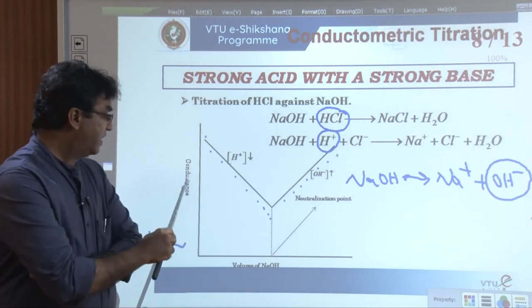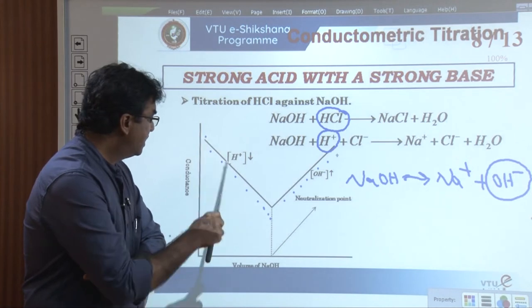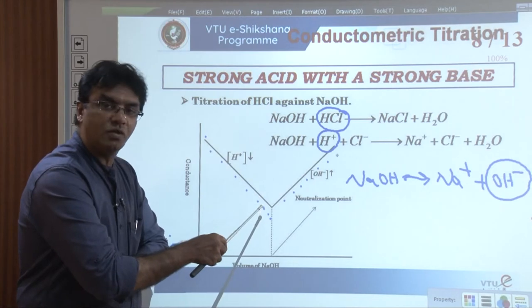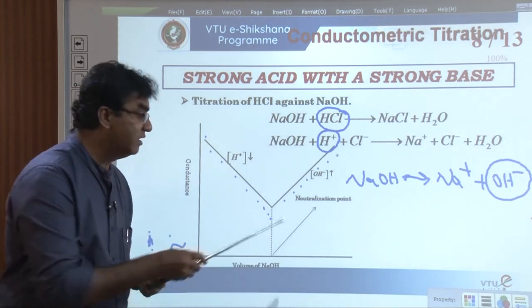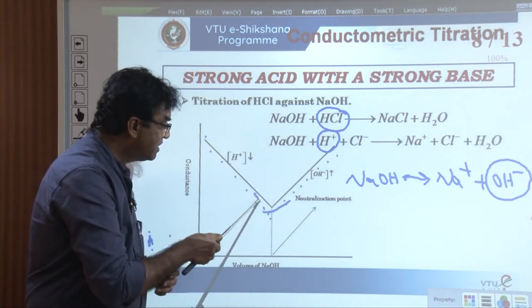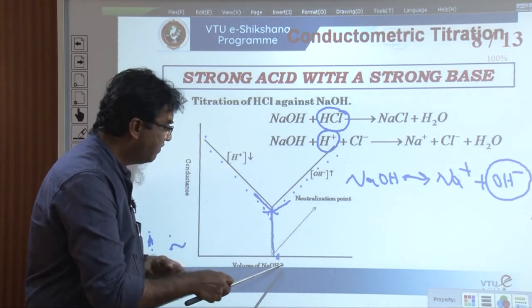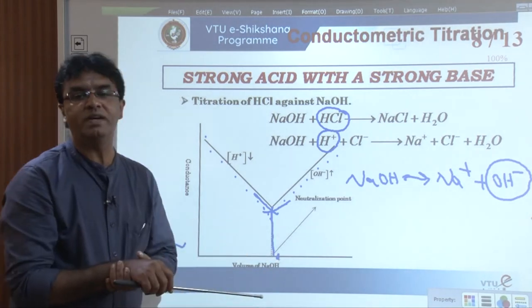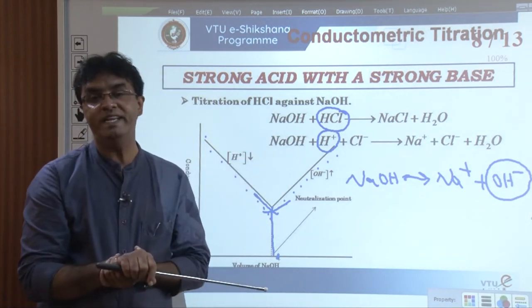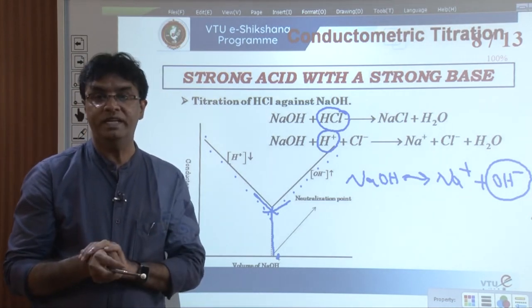Then you plot a graph of conductance along the y-axis, volume of NaOH along the x-axis. You get some points here, some more points here, draw a straight line to join these points. You may miss one or two points, not a matter, go for a straight line. These two lines will intersect somewhere here. From the point of intersection, draw a perpendicular to the x-axis. Where it touches the x-axis, it is the volume of NaOH required to neutralize 50 ml of the HCl solution.